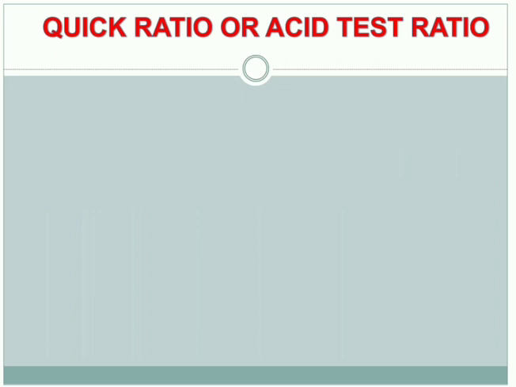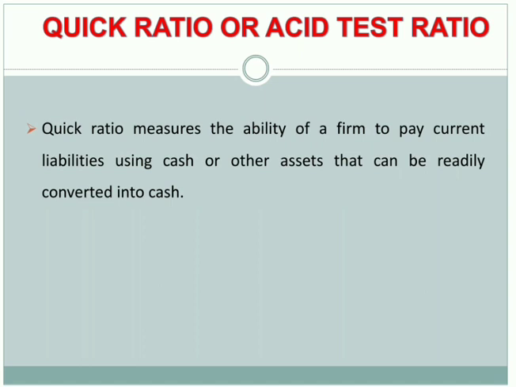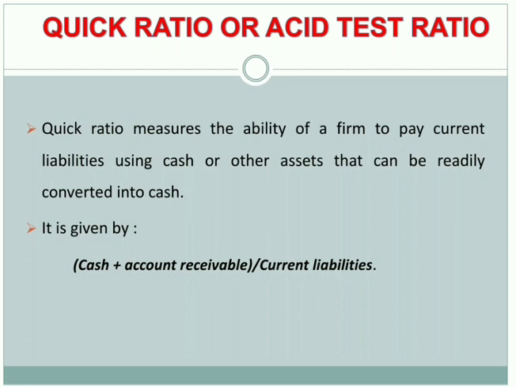Then next is the quick ratio or acid test ratio. Quick ratio measures the ability of a company to pay current liabilities using cash or other assets that can be readily converted into cash. It is given by cash plus accounts receivable divided by current liabilities. It is a similar version of the previous ratio, the current ratio, but it is quick or acid. Why is the name given quick?